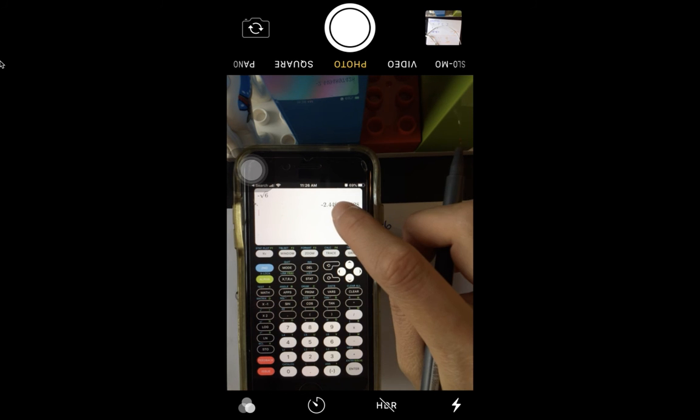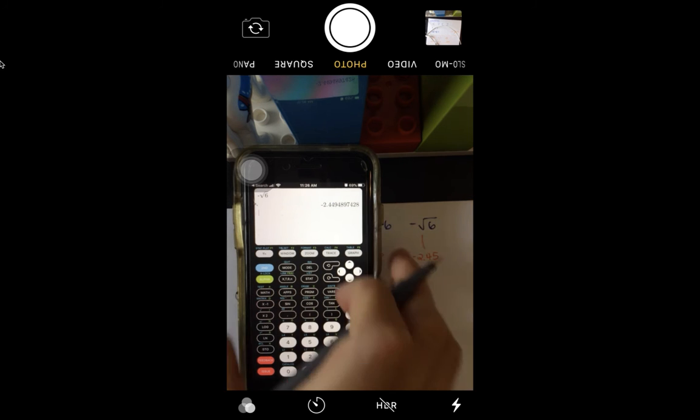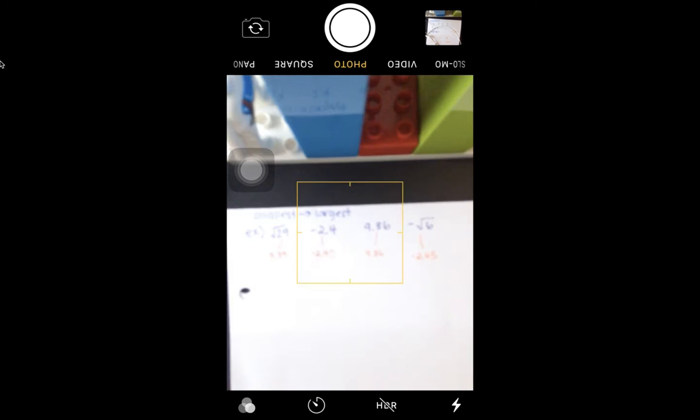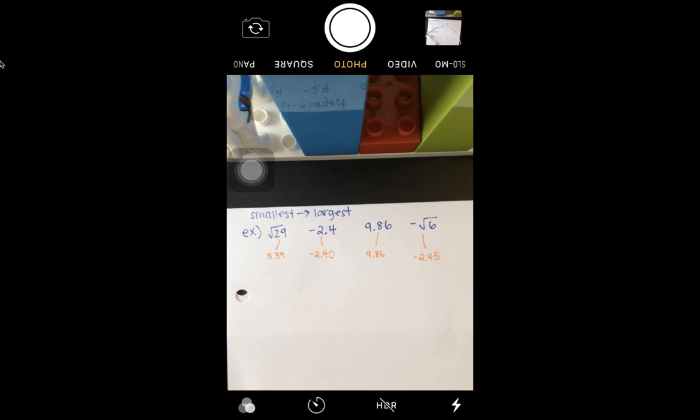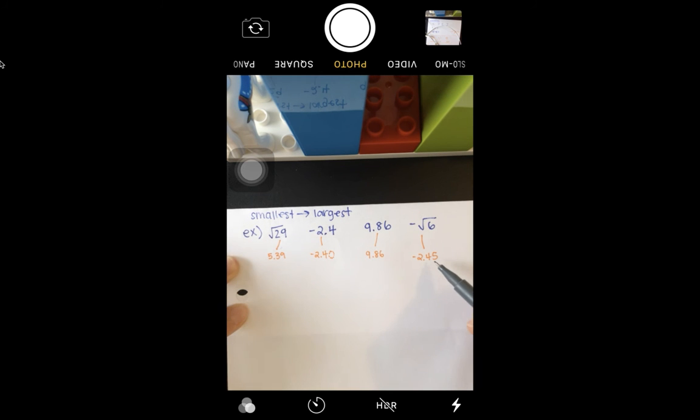Okay, negative 2.45, right? Because the 9 tells you to bump up the 4. Now I can go ahead and order it from smallest to largest. So smallest to largest, the smallest number. Oh shoot, negatives always mess me up. I never know. Can anyone shout it out? Which one is smaller, negative 2.40 or negative 2.45? Sorry, which number out of these two negatives is smaller? Yes, thank you to whoever said that. Negative 2.45 is the smaller one.